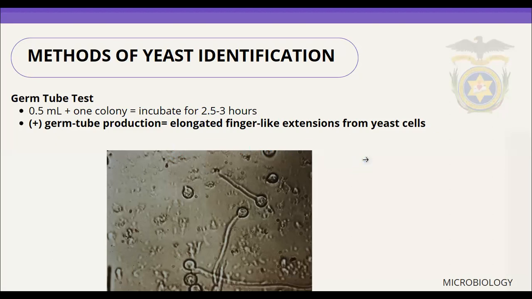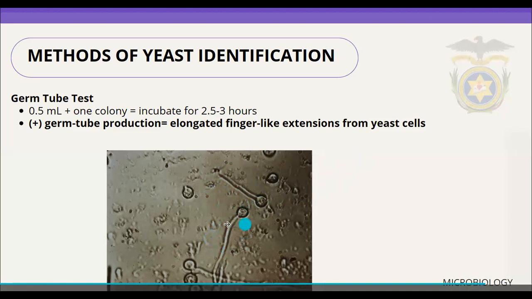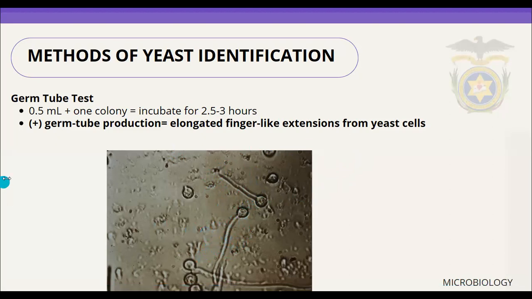So the positive result here is germ tube production, or elongated finger-like extensions from yeast cells. You can see it here, this elongated finger-like extension from yeast cells. That's the positive result for the germ tube test.